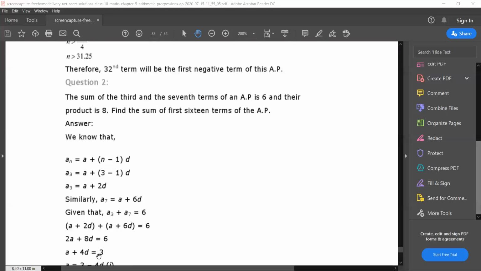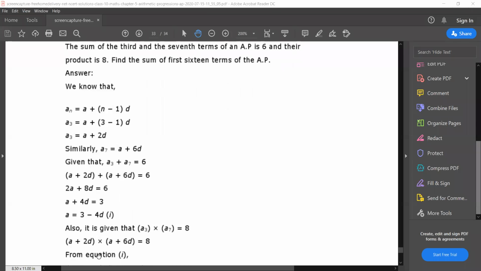Clear? And this is given to us: the product of the terms is 8. a3 and a7, when we multiply them, we get 8. So a3 multiplied by a7 is equal to 8. Instead of a3, we can write a plus 2d, multiplied by a plus 6d is equal to 8. From equation 1, instead of a we will write 3 minus 4d.